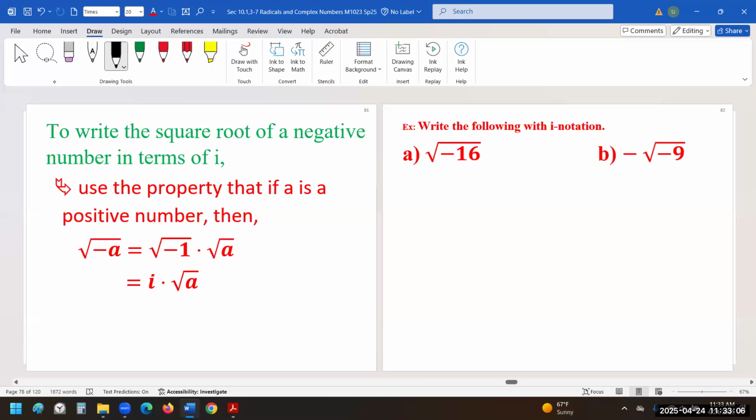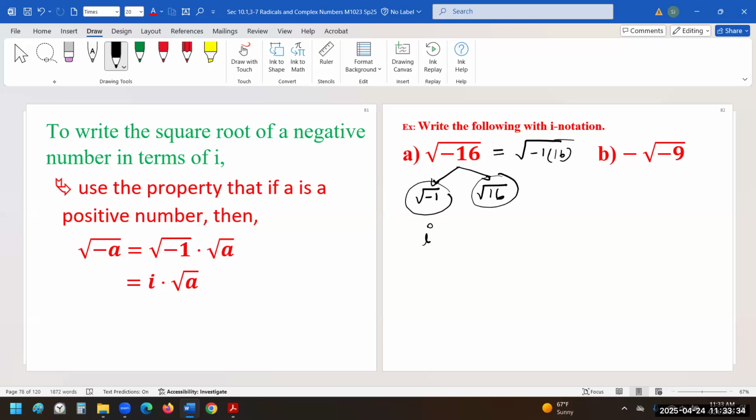For example, if we have square root of -16 under the radical, we can split that into two pieces. Square root of -1 times square root of 16, because square root of -16 is square root of -1 times 16. So you can split them. And then this portion gives us i because this is not real. And how about square root of 16? Do we know what is square root of 16? 4. So we get 4 from here.